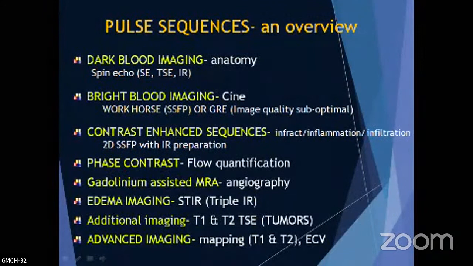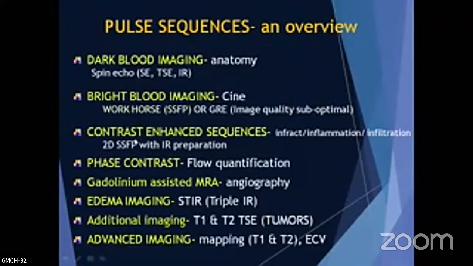So let's go to the pulse sequences. What we are interested in first is the anatomy, for which we do dark blood imaging, which can be typical spin echo sequences, or the inversion recovery sequences, which are the way forward nowadays because we get very good images. We'll show examples. Then there is bright blood imaging, and today's workhorse for bright blood cine imaging is the SSFP sequence, or the steady state free precession sequence. GRE was earlier the sequence, but the myocardium to blood contrast was very poor.